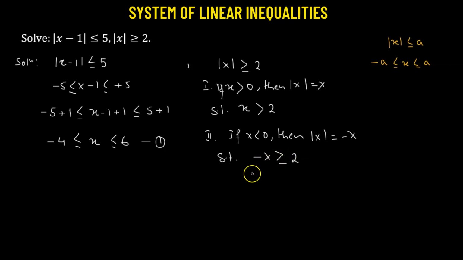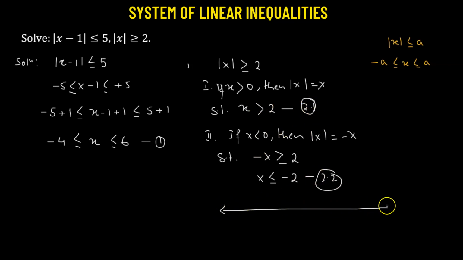Now what we can do, we can multiply both sides with negative 1. But in doing so, the sign of the inequality changes, so it will become x less than or equal to negative 1 times 2, which is negative 2. So these are the two solutions. We'll call them 2.1 and 2.2. Now let's find a common solution. That means combine 2.1 and 2.2 to get a single solution.